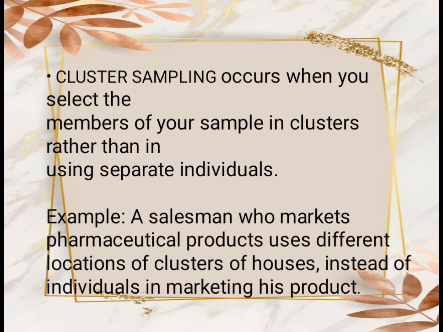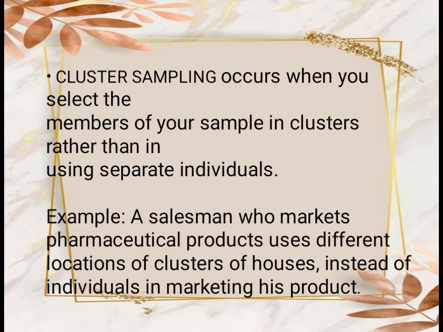Cluster sampling. It occurs when you select the members of your sample in clusters rather than using separate individuals. It is sampling in which groups, not individuals, are randomly selected. Any intact group of similar characteristics is a cluster. This sampling is sometimes referred to as area sampling because it is frequently applied on a geographical basis.